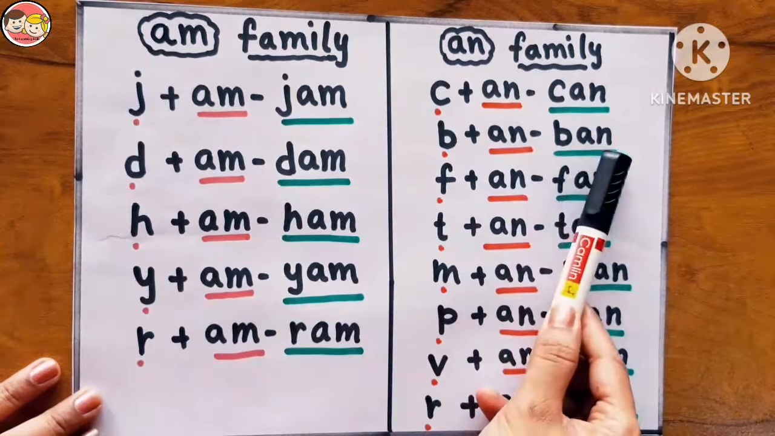So children, today we have learnt about CVC blending words and segmentation, which are very important for reading and writing. Blending helps in reading and segmentation helps in writing. So you must keep on practicing. I hope you all enjoyed the class with me.